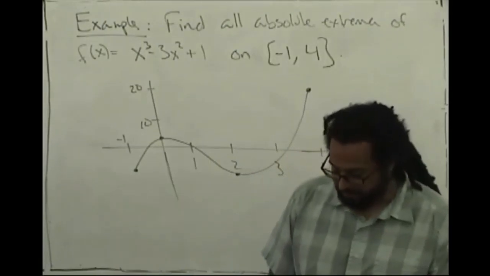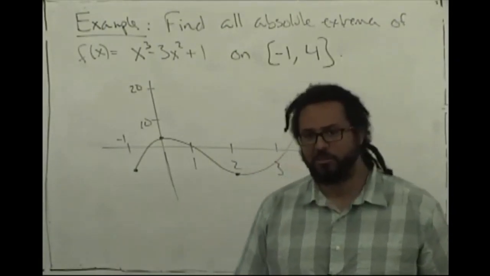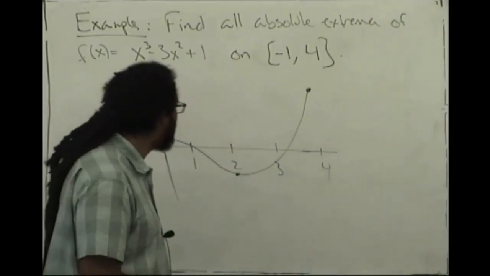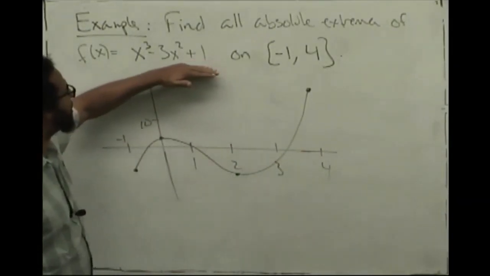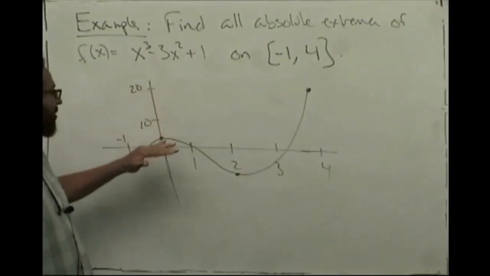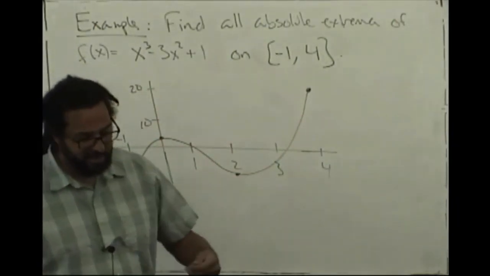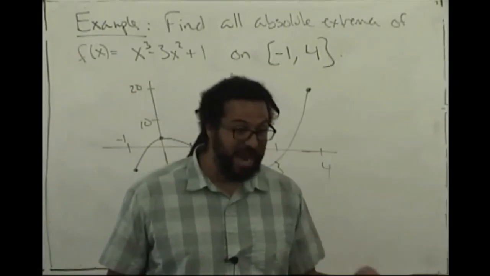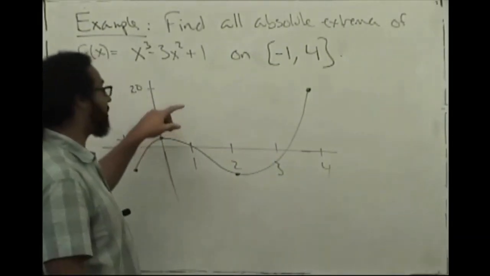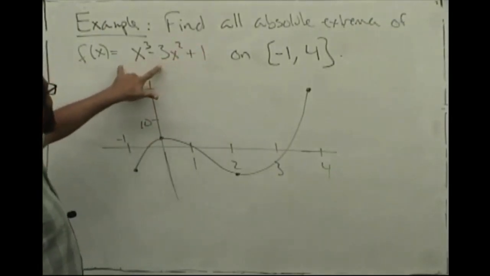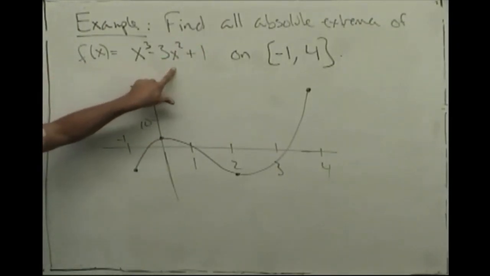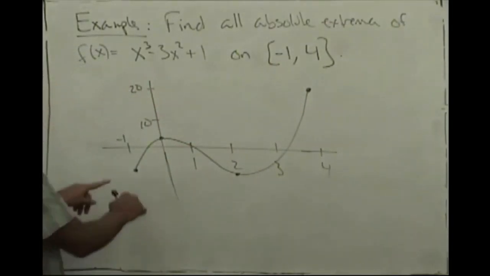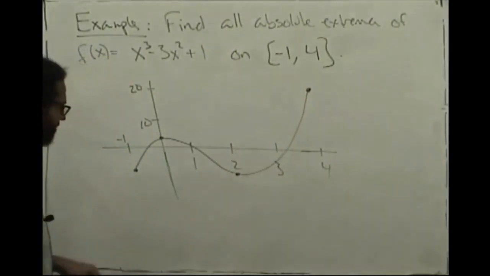Okay, so how do we find the absolute extreme points of a continuous function on a closed interval? Here would be the directions. I'm going to draw a picture for this example, but in future examples, we're not going to draw a picture. We're just going to use analysis or algebra. So we want to find all the extreme points of the function x cubed minus 3x squared plus 1 on this closed interval from -1 to 4. So here's what this function looks like.